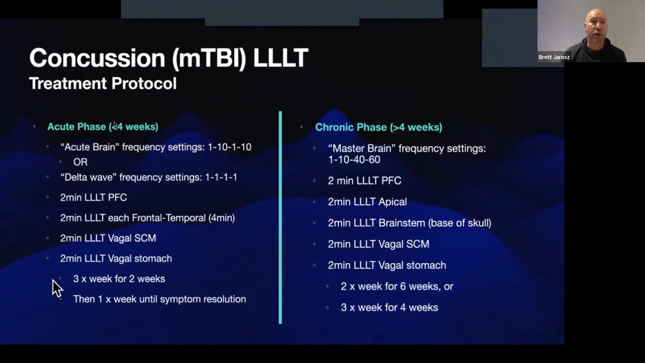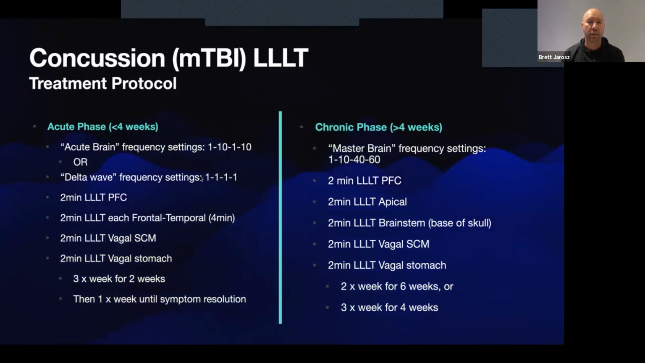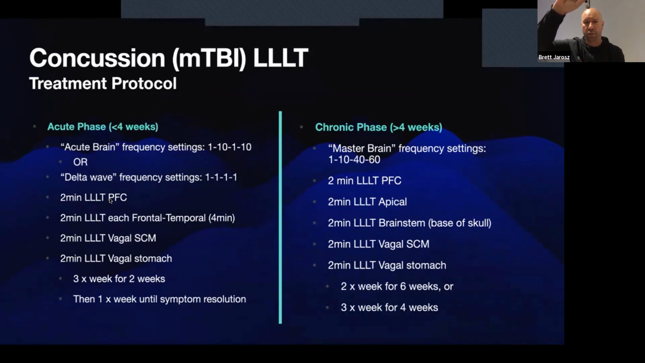So someone who's had an acute concussion in less than a 4-week range, we've got acute brain settings. And again, this is about the only other settings that I really use. I've got a delta wave like 111 or 110, these types of frequencies depending on the person I'm seeing. And why I want to share this with you is the case that's about to come up: lasering the prefrontal cortex in the acute stage, frontotemporal, basically just hitting the whole side.